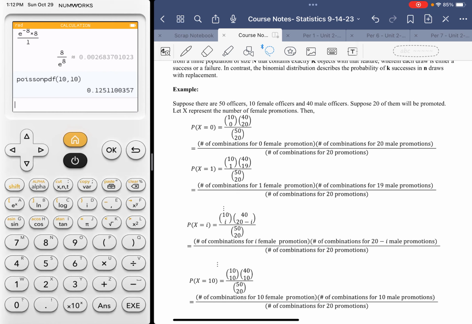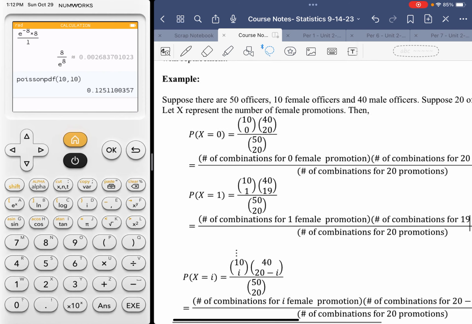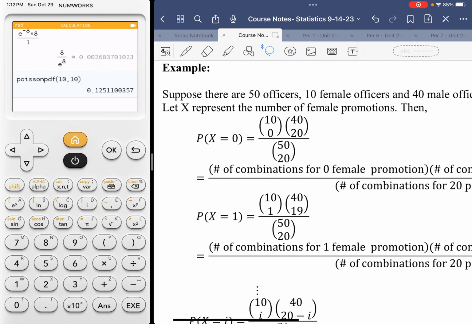Right, so the example: suppose there are 50 officers, 10 female officers and 40 male. Suppose 20 of them will be promoted. Let X represent the number of female promotions. And then they give you the whole formula, but if we look at it closer, what we're determining here is the probability of the number of different possible promotion values that a female officer could have. So it spans from 0 to 1 all the way up to whatever the variable is.